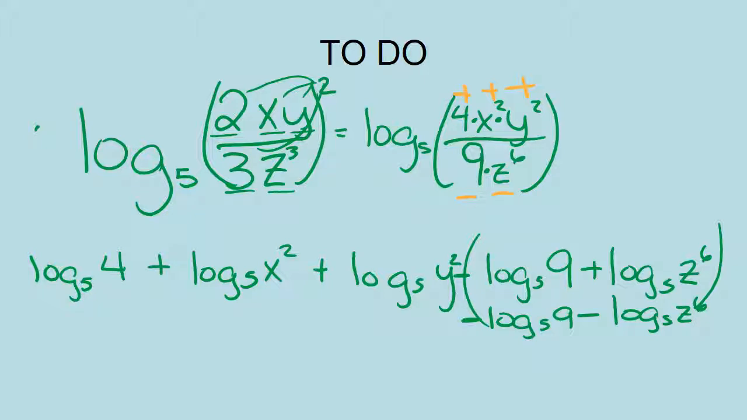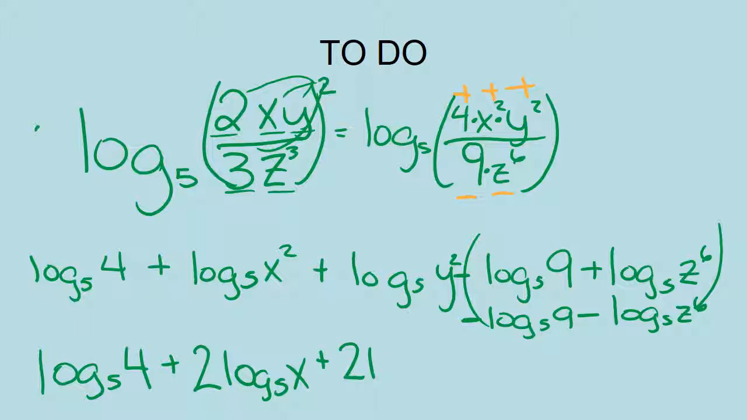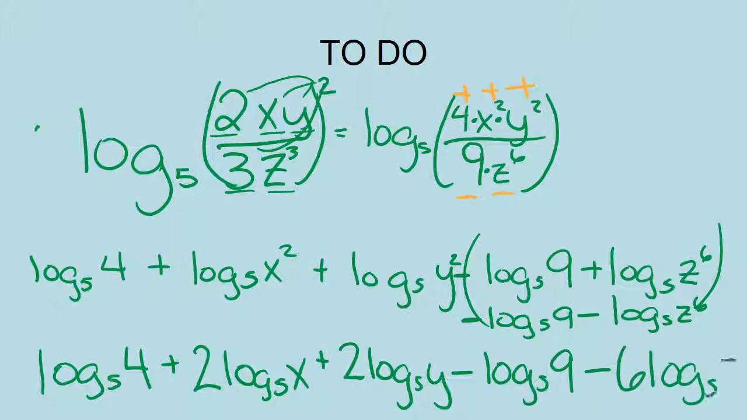But now I also have exponents, so those are going to get kicked out front. So my final solution on this would be log base 5 of 4 plus 2 log base 5 of x plus 2 log base 5 of y minus log base 5 of 9 minus 6 log base 5 of z. So notice those with the subtraction signs were on bottom, those that are positive were on top. So watch out for those that are very much multi-step and make sure you use your signs correctly.